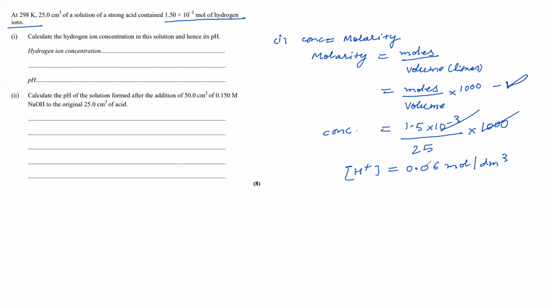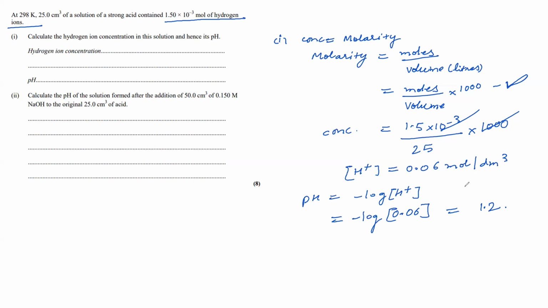Fine. Next, you have to calculate the pH. So what is the formula of pH? pH is negative log of H positive ion concentration. So negative log of the concentration of H positive, which is 0.06. Take the negative log and you will get 1.2 as your answer. I hope this is clear.